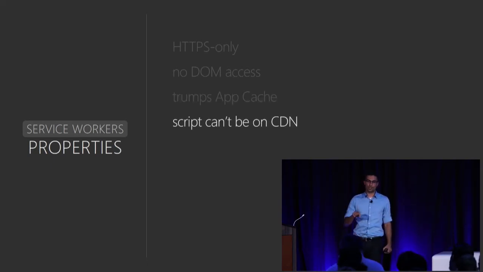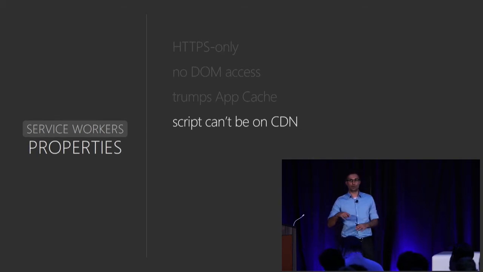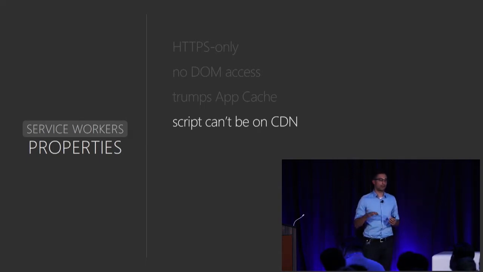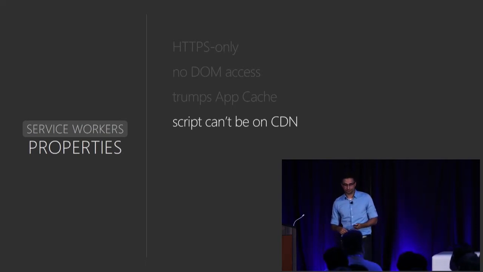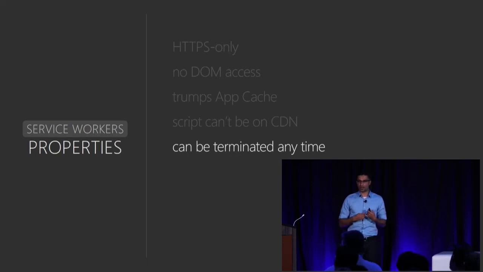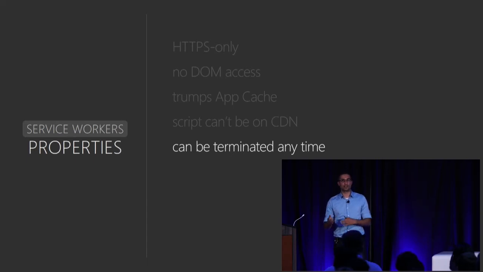So your original service worker script file cannot be on a content distribution network. However, you can use importScripts to use something that is on a CDN, but that original service worker.js, for example, has to be on the same domain that you're registering it from. And so another thing to keep in mind is that these service workers can be terminated at any time. So if, for example, you're under battery or storage pressure from the browser, they can kill these things off so that they're not doing anything.